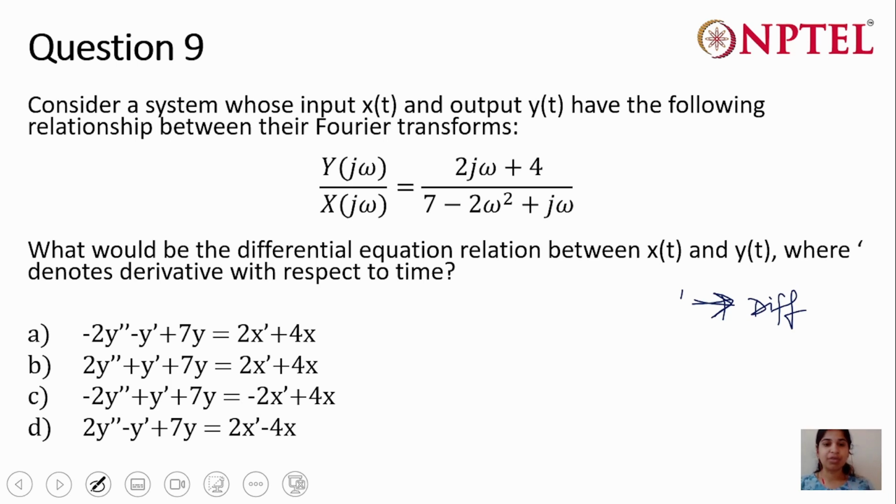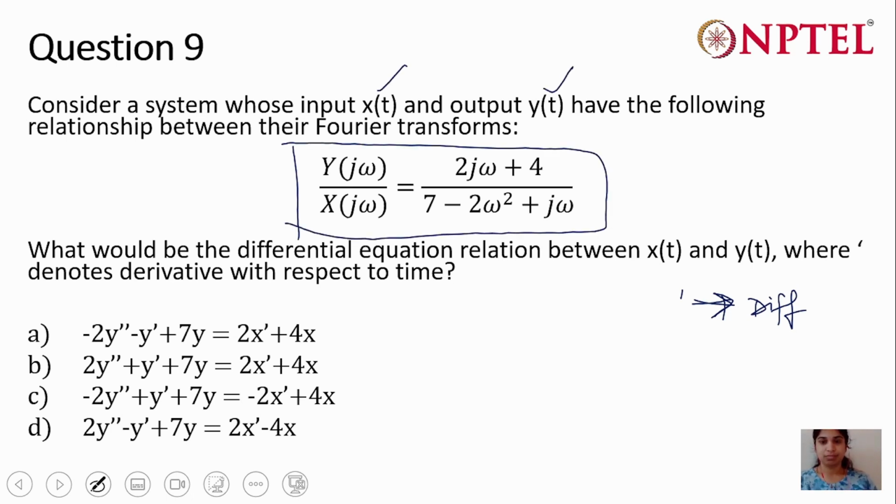So how do we find this differential equation? From this, we have to find the relation between x of t and y of t. First step, bring this to this side, bring this to this side, construct a one line equation with X of j omega and Y of j omega, and then find the inverse Fourier transform of that equation. Can you guys try this?